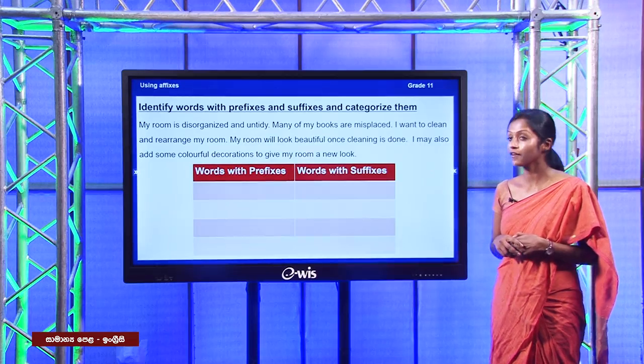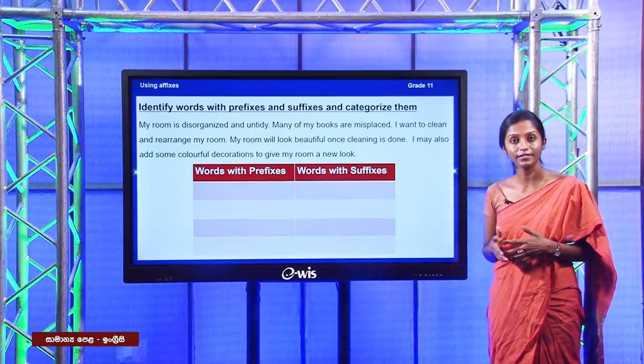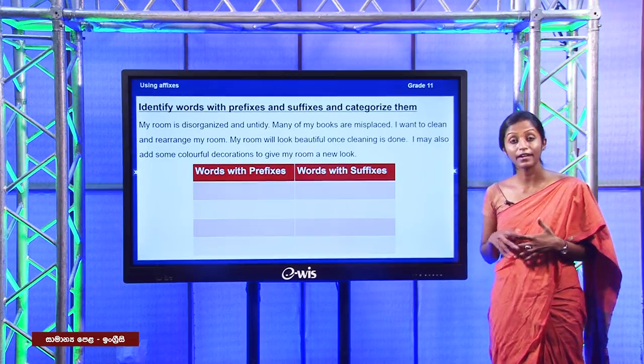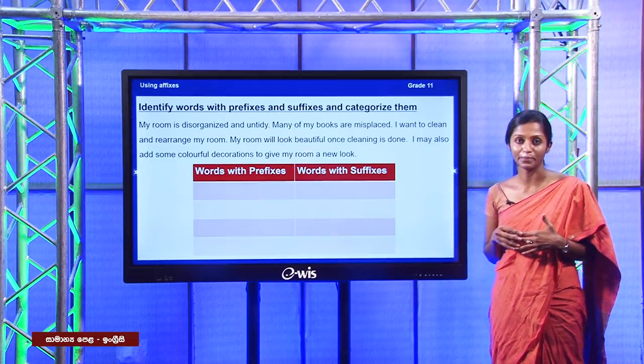So now we are going to read a paragraph. I want you to read this paragraph and try to find out the prefixes and suffixes given in the paragraph and categorize them in the given table.